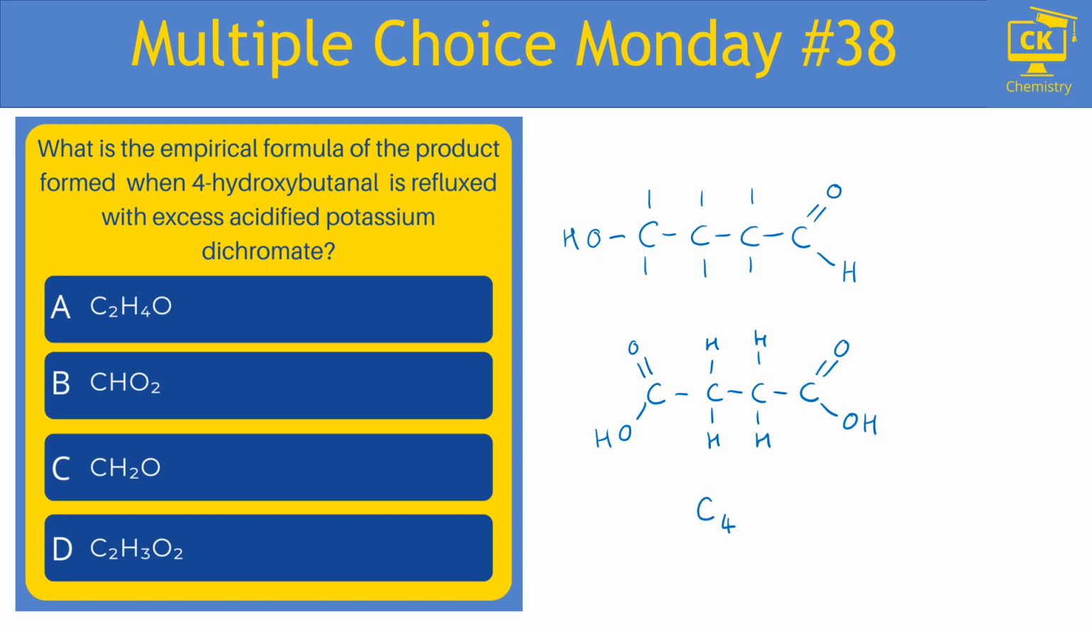So there are 4 carbons, there are 6 hydrogens, and there are 4 oxygens. Now that's the molecular formula, but it's not the simplest whole number ratio, which is my empirical formula. That would be C2H3O2, which is why we get the answer D.